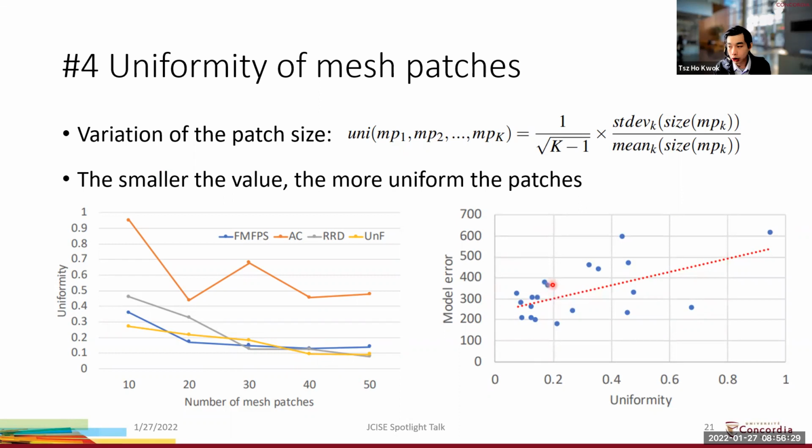For this one, each point is for one segmentation, one model. And then the results are plotted from the model error against the uniformity over here. And as mentioned, the smaller the better, the smaller the more uniform. And we can also see a very clear trend: the error decreases with the decreasing of this uniformity value. So again, it also agrees with hypothesis 4.